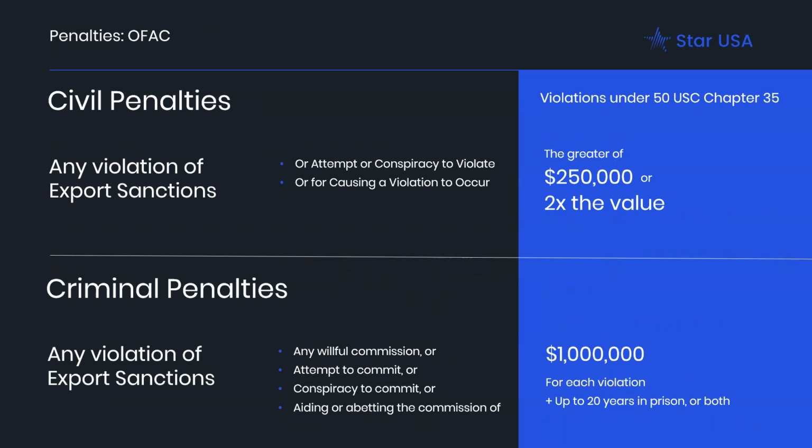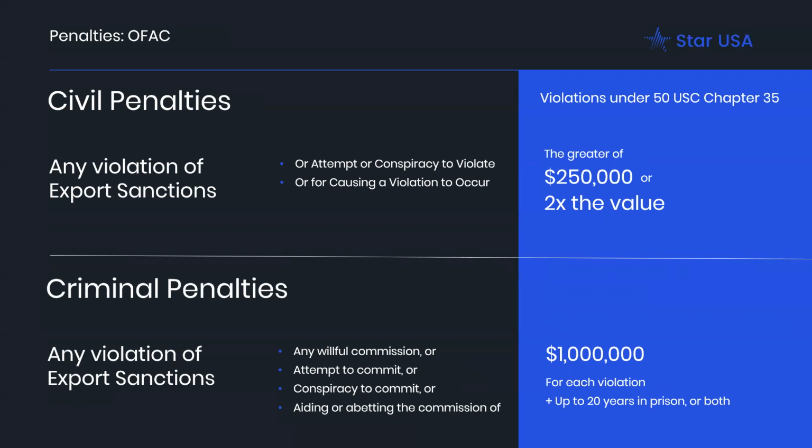We have the civil penalties, which is any violation of the export sanctions, or attempt or conspiracy to violate, or for causing a violation to occur. And again, as we get into these orders, the liability vector kind of broadens. So knowing what you're doing, and why you're doing it, and how it's being done, and how all those things tie together is an important piece of maintaining that compliance.